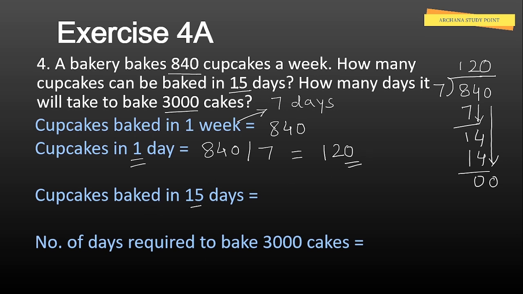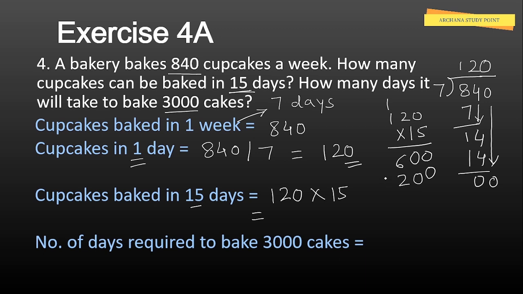Now the first part of the question is asking cupcakes baked in 15 days. So 1 day cupcakes multiplied by 15 days will give us, let's multiply this, 120 multiplied by 15. 5 zeros are 0, 5 twos are 10, carry 1, 5 ones are 5, plus 1, 6. We'll increase 0 over here at the ones place and then 1, 2, 0. Any number multiplied by 1 will give us the number. 0 plus 0, 0. 6 plus 2, 8 and 1. The answer is cupcakes which we can get in 15 days is 1800 cupcakes.